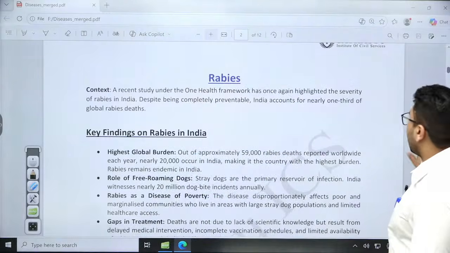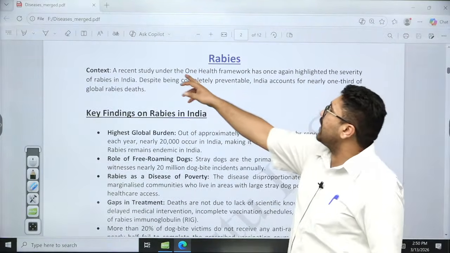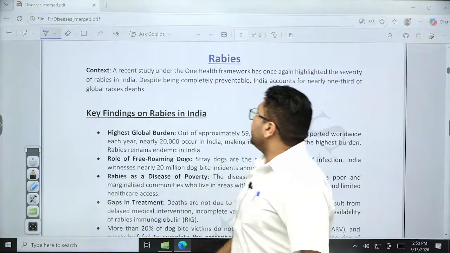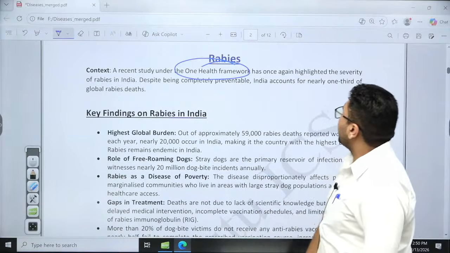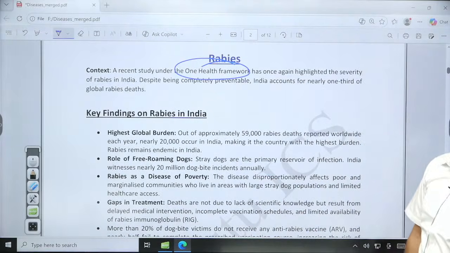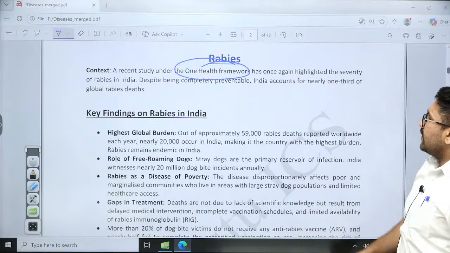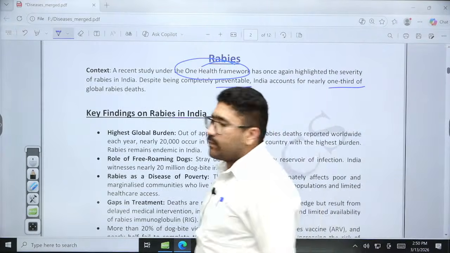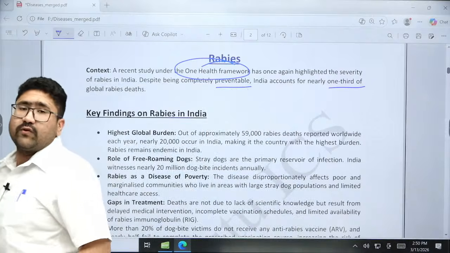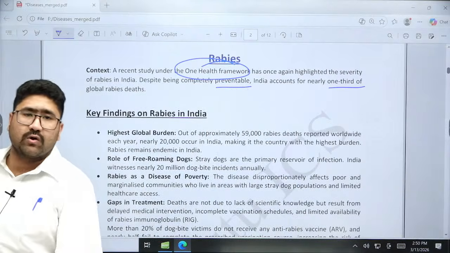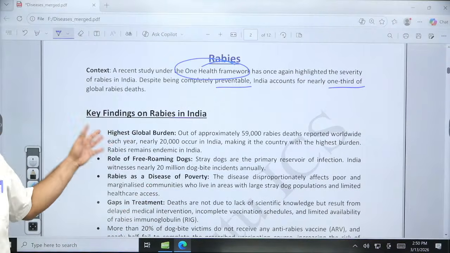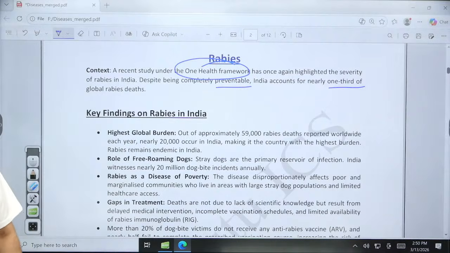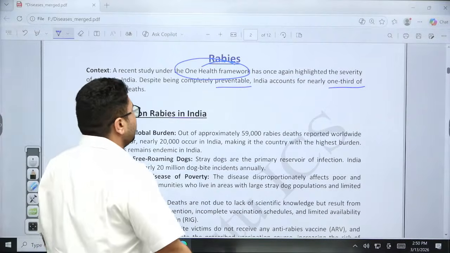the article says that a recent study under the One Health framework has once again highlighted the severity of rabies in India. Despite being completely preventable, India accounts for nearly 1/3 of global rabies deaths. So, since the number of cases is high, it becomes very important to understand the steps taken by the government to prevent rabies.